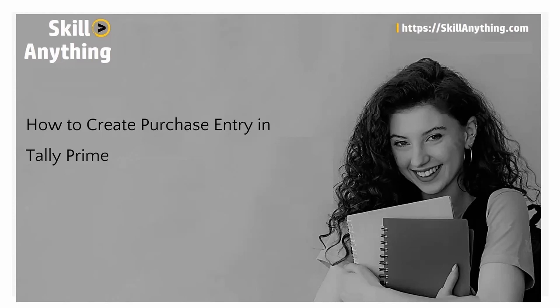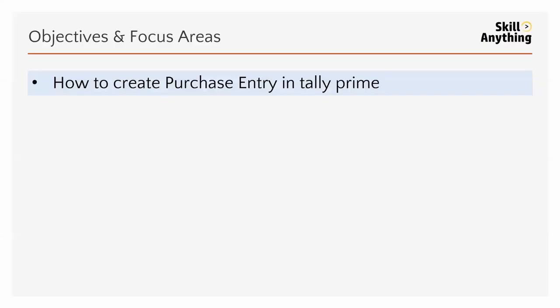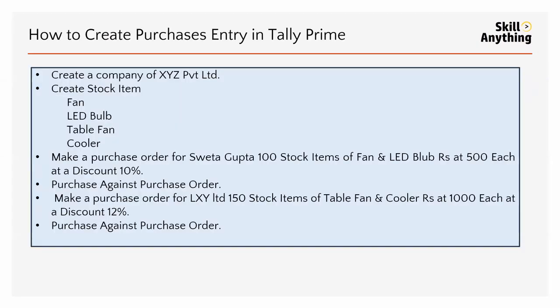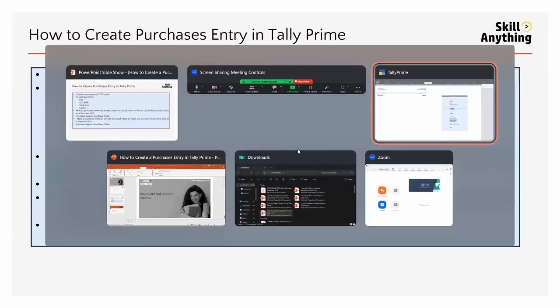In this topic, we'll see how to create a purchase entry in Tally. So our objective and focus area is how to create a purchase entry. We have already created the company, stock items, and purchase order. Now we will do the purchase against the purchase order. So let's move into Tally and do that.